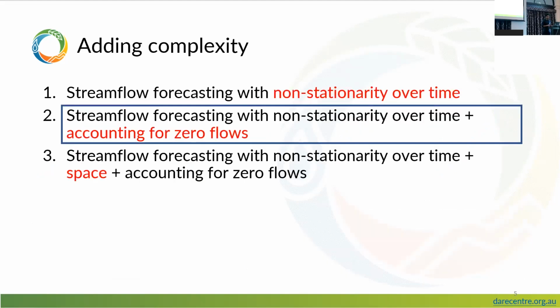The way I look at it is that the system is so complex, but I'm going to try to build up my model step by step by adding complexity. I'm going to add this complexity in 3 steps, because of the limited time that I have to finish my PhD in 3 years. So the first and most fundamental basis would be to come up with streamflow forecasting, considering non-stationarity over time. That is my first step, which I've already completed.